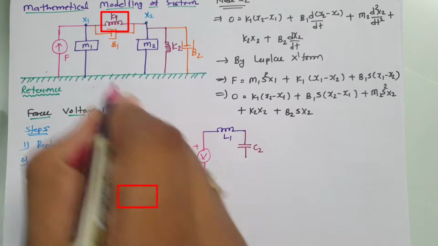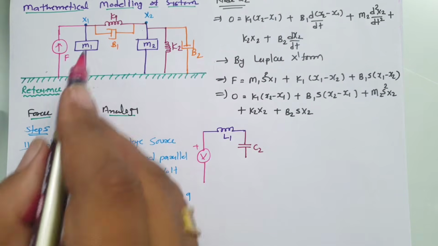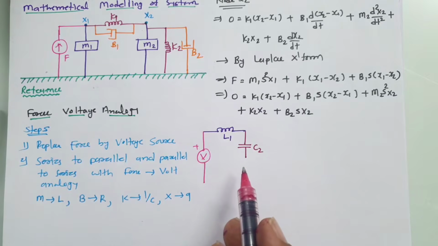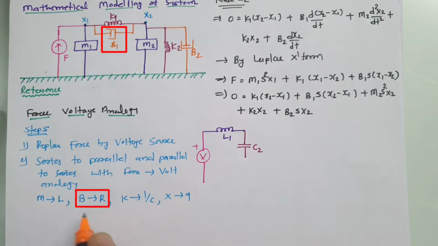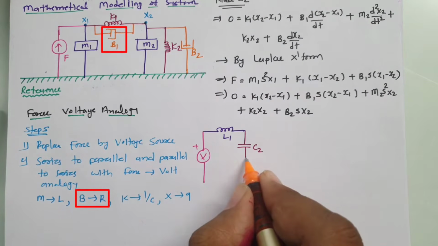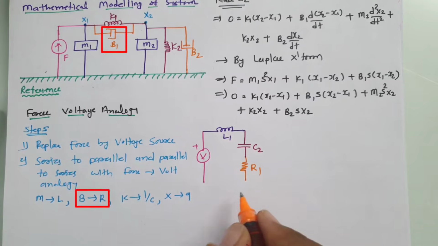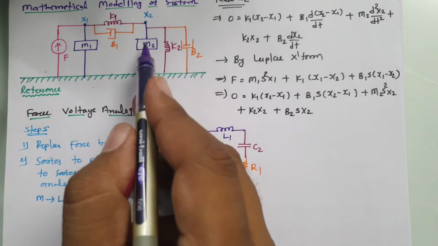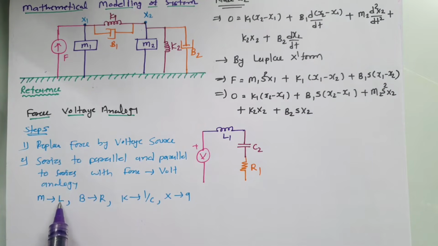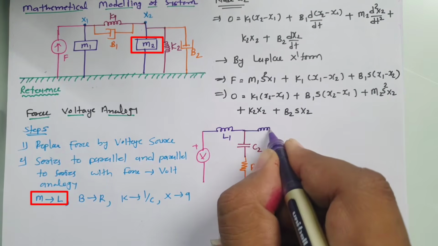Now this is in parallel, this is in series, but these two are in parallel to each other, so the resultant of this should be in series to each other. So this B1 should be in series with this, and that should get replaced by resistance R1. So I am replacing that by resistance R1, you see over here. Now these three elements are in parallel to each other. So this mass M2 should get replaced by inductance L2, and it should be in series. So I am connecting that in series over here.